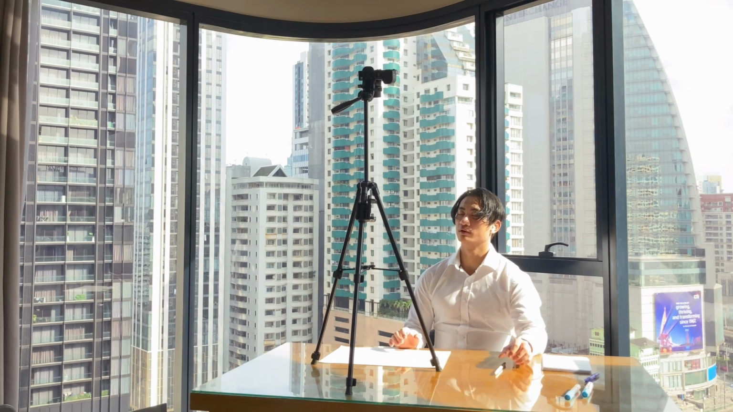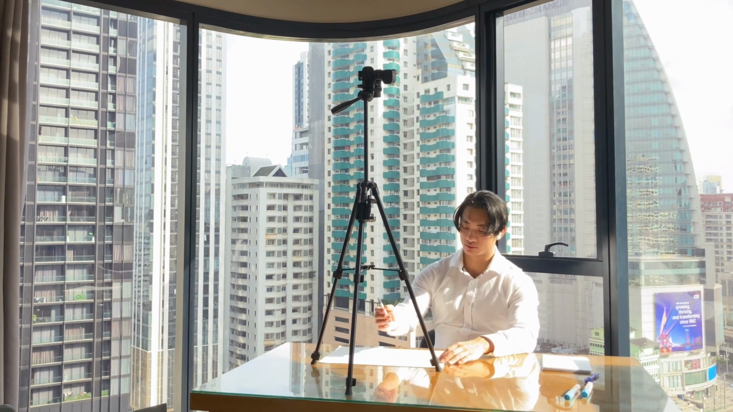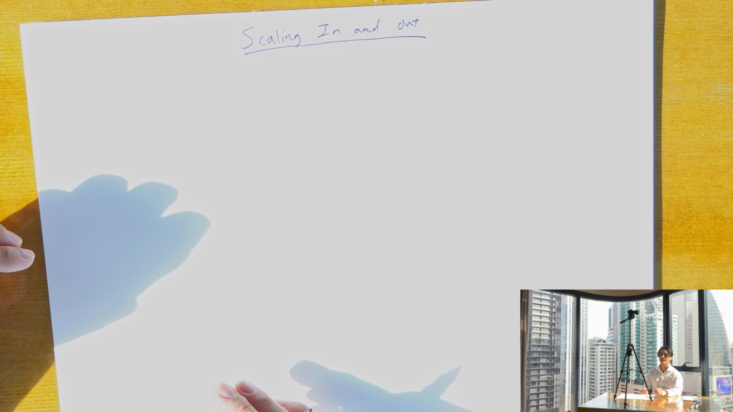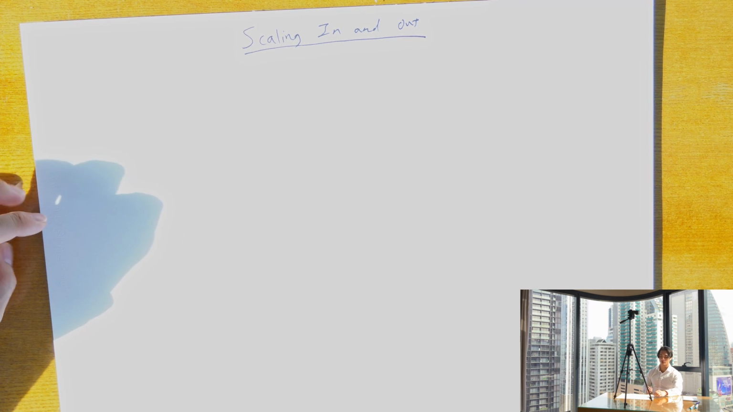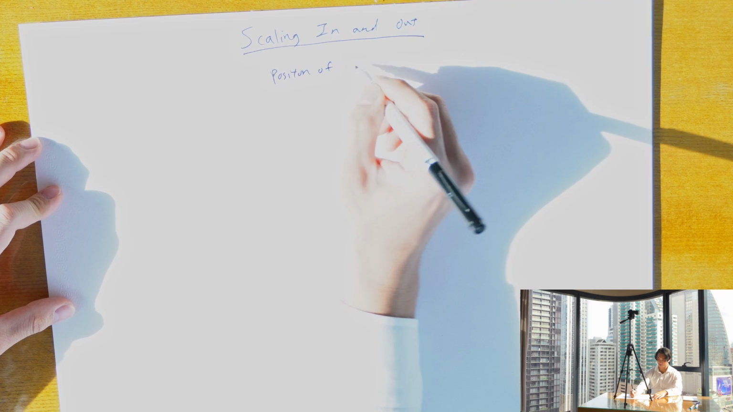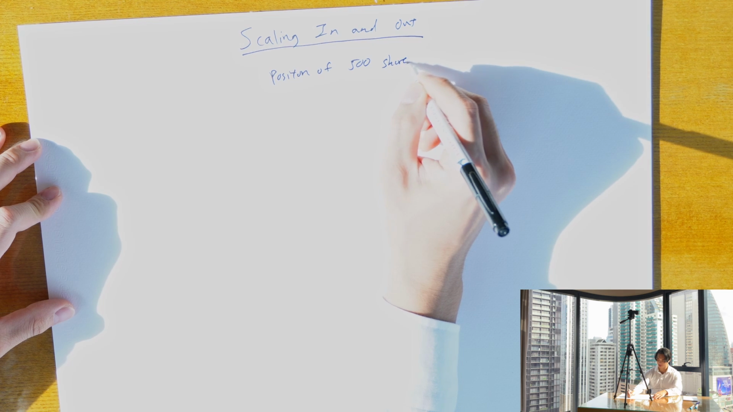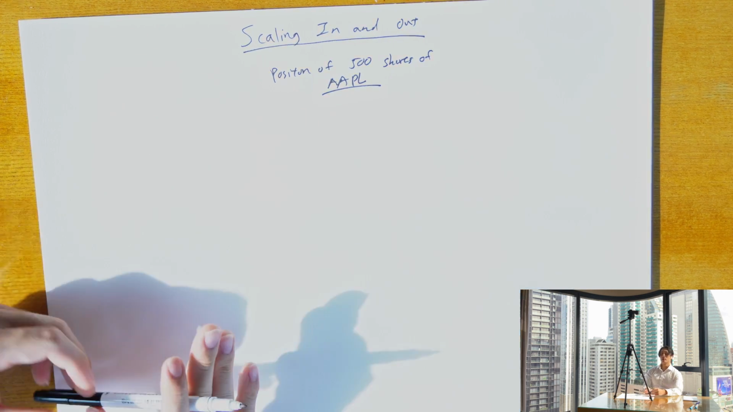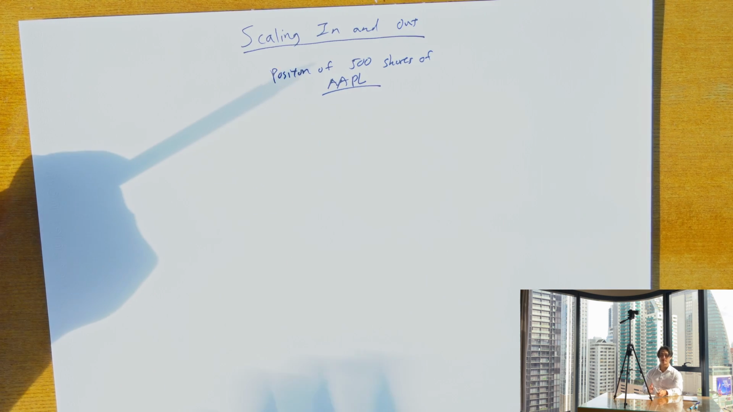The general idea of exiting and entering a position is that you do not have to necessarily go in and out in one bullet, right? Let me write this out. Scaling in and out. As I was saying, you do not have to necessarily buy everything all in once and sell everything all at once, right? Assuming you want a position of 500 shares of Apple, let's say, you don't have to put in 500 shares and then sell 500 shares, right?